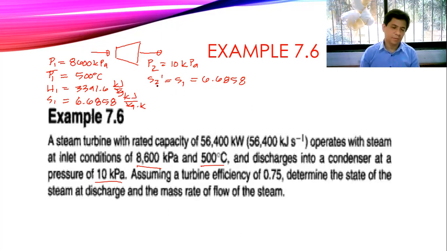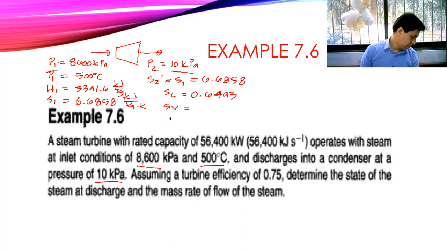No? So, ang SL natin at 10 kPa ay 0.6493. Tapos ang SB ay 8.1511. Diba? Yung S2 prime is in between these two values, no? Tapos makikita niyo sa steam table yan, pataas na, pag superheated na, mas mataas na sa 8.1511. So definitely wet steam yung lumalabas sa turbine.